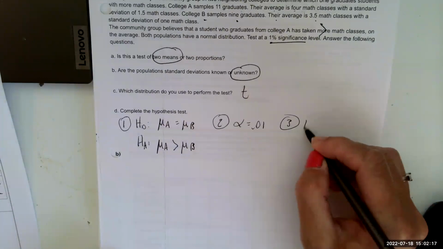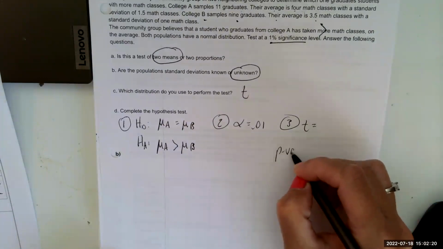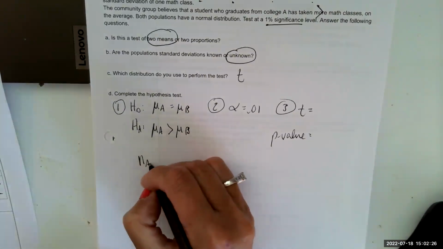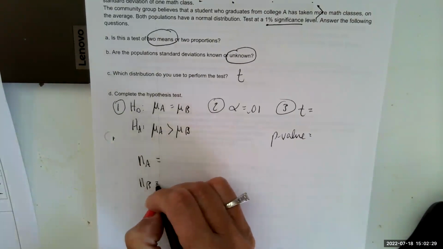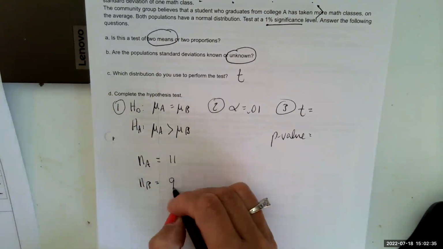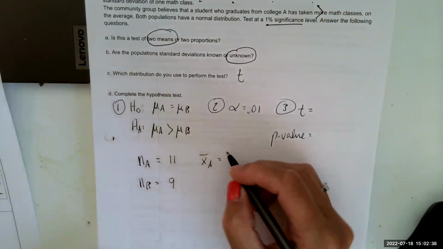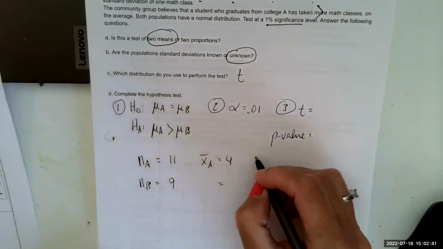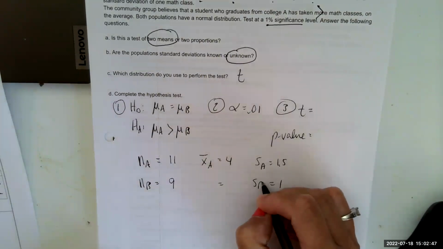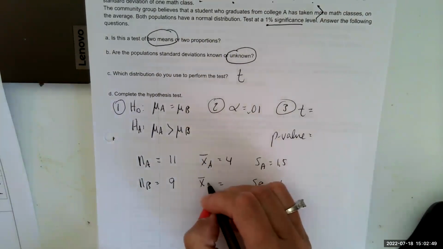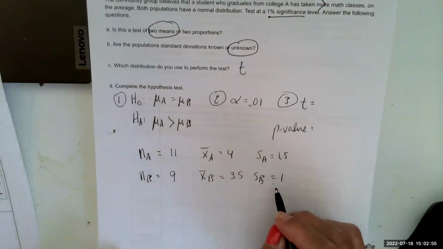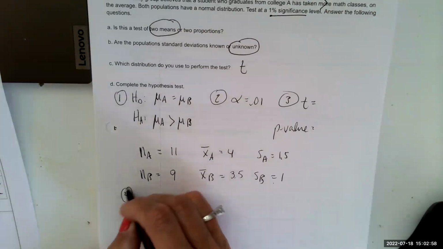And again, Desmos will give us the T and also our p-value. And again, we're going to just write down our summary information that we have. So we have N for college A and N for college B. So college A had 11 graduates, college B had 9. Sample mean for college A was 4 with a standard deviation of 1.5. College B had a sample mean of 3.5 and a standard deviation of 1. So that's what we're going to put into Desmos.